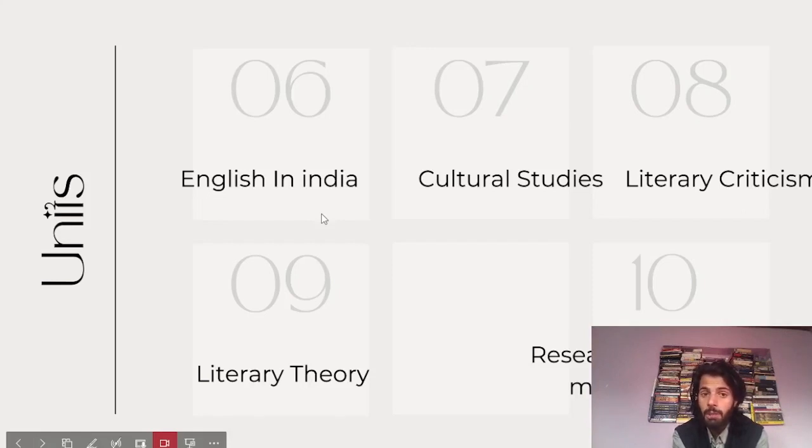And what you have to keep in mind while doing this area is various policies, articles, commissions, universities, or the historically significant events that helped in the prosperity of English in India, or that helped in the spread of English education in India. So these things have to be kept in mind.